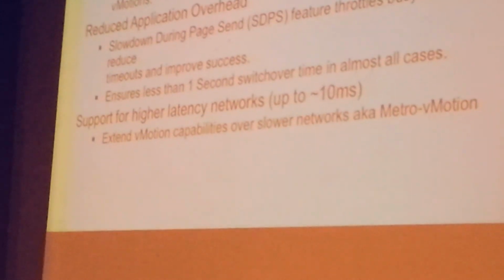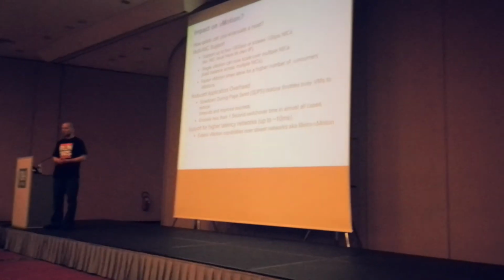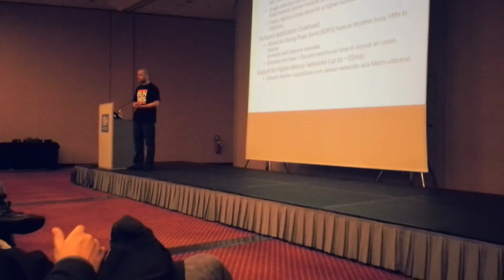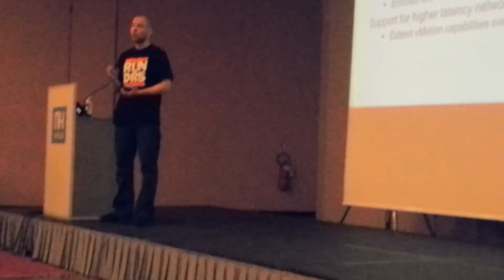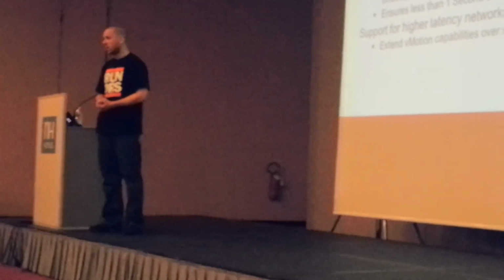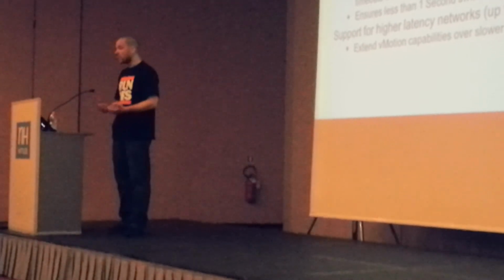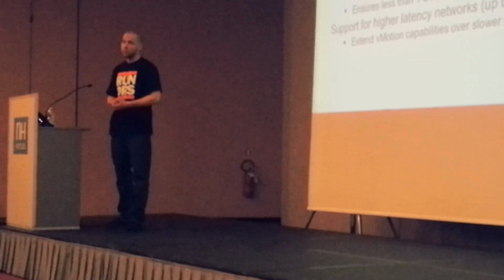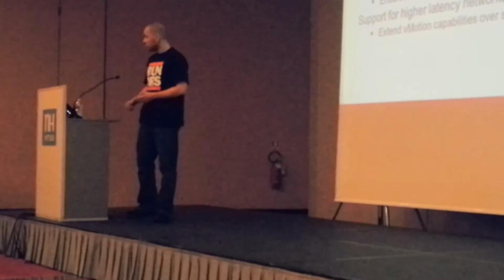Now with 5.0, we have slow down during page send, and what we did is we created this buffer size framework. Basically, as soon as we notice that latency is going up, we change the buffer size for copying blocks between the hosts. It's a fairly smart way of allowing vMotion to occur between sites with high latency. You can go up to 10 milliseconds. So for instance, for stretch storage solutions and stretch cluster solutions, it's quite useful.